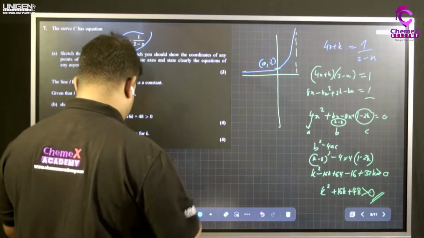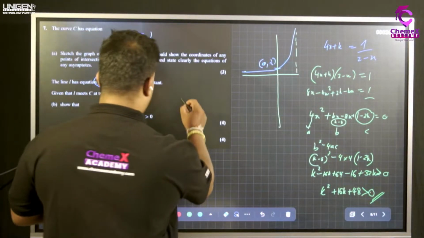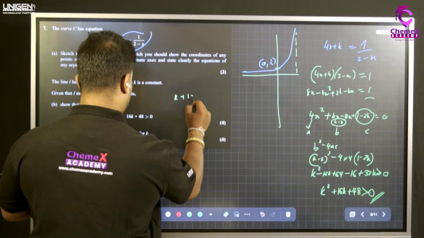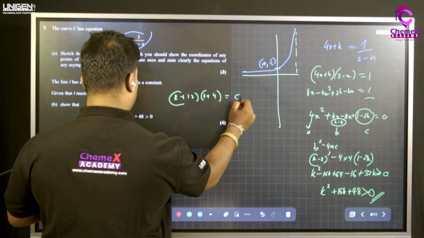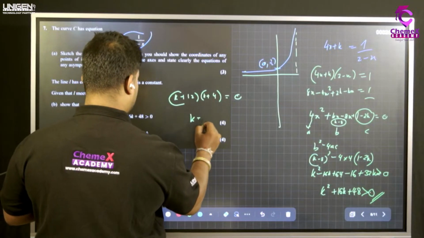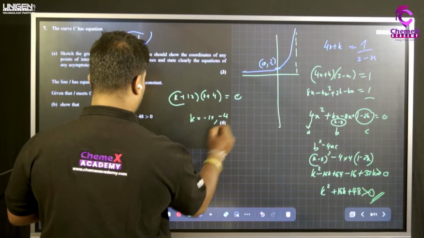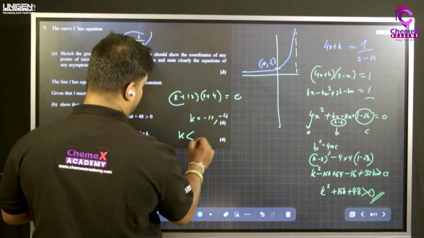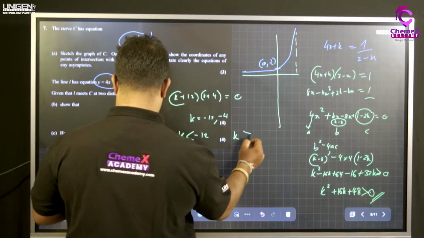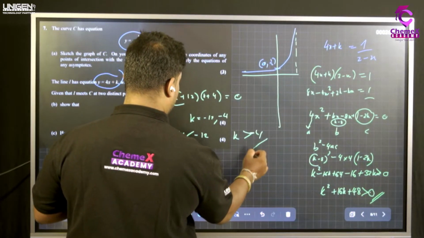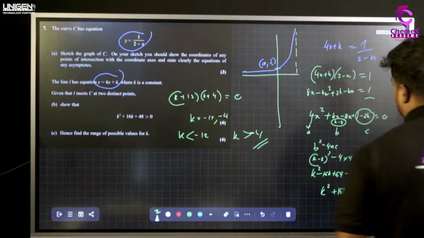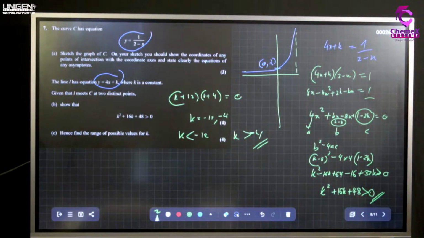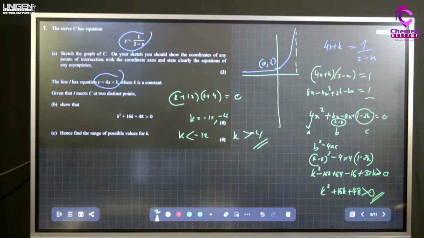So how do you find the range? You solve it. So you get two answers, k plus 12, k plus 4 is equal to 0. So where should be k? K is equal to minus 12 and minus 4. So k should be smaller than minus 12, k should be larger than minus 4. Any questions? You take either side numbers and select whether it's large or small. Vivek, any questions? Ramita? No, sir, understood.